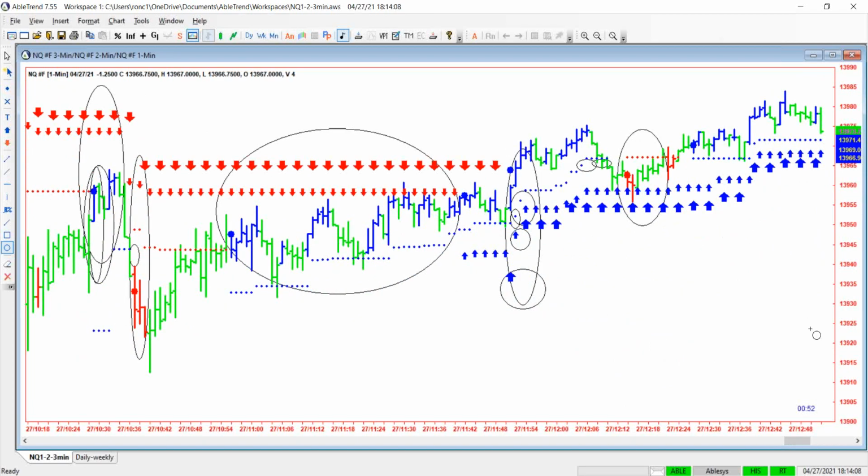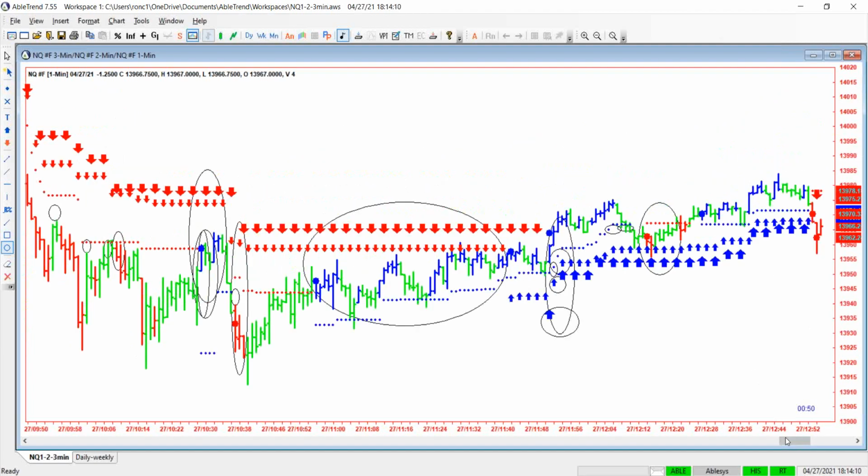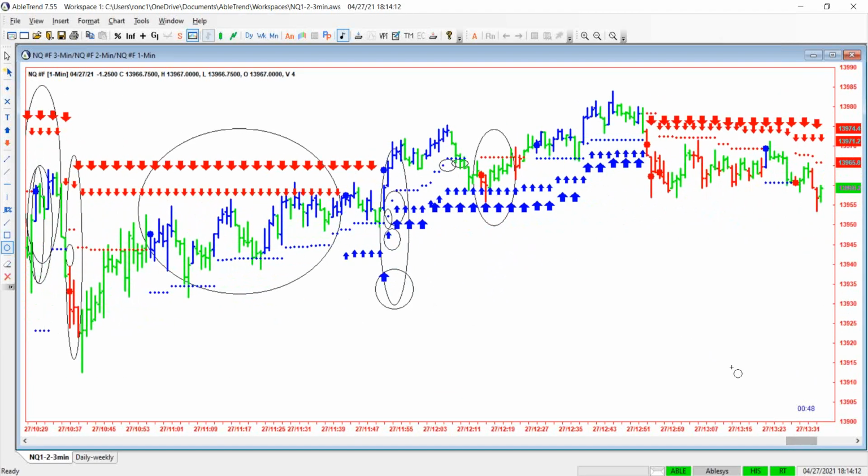But again, no trade here. The no trade zones are fantastic because Abletrend's not only going to tell you where to buy or sell, it's going to tell you when not to trade. And that's just as important. It's just as important knowing when not to trade as knowing when to trade. Because not losing is the same thing as winning.